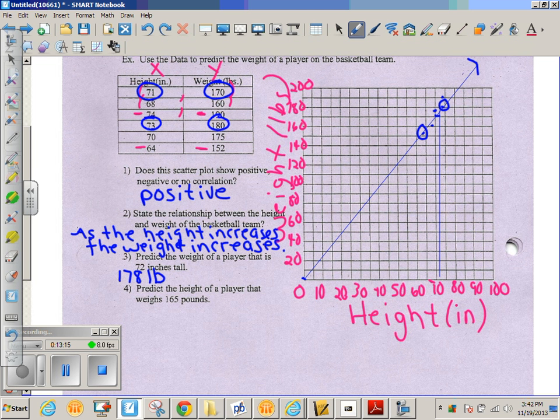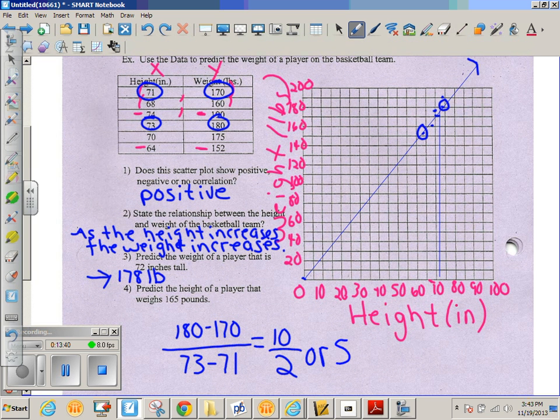So I'm going to choose 2 points on the line, and then I'm going to find my slope, use point slope, and let's see how close we got to the 178. It should be within the vicinity. So what do I need? I need 180 minus 170, and I need 73 minus 71. That's going to be 10 over 2, or 5. That number again represents my slope.